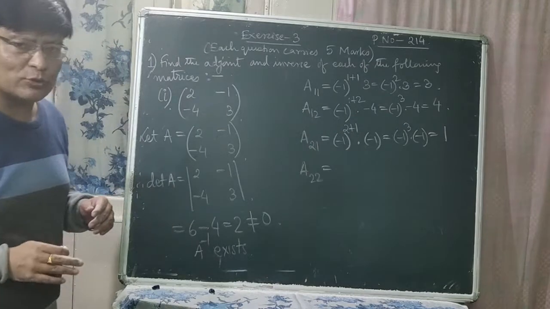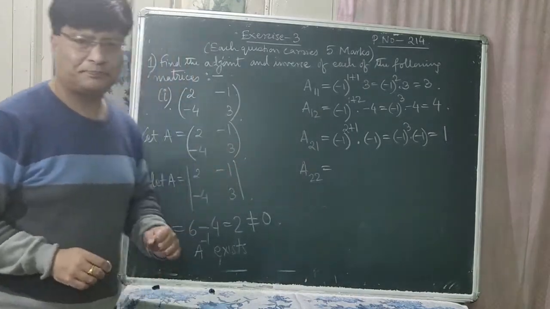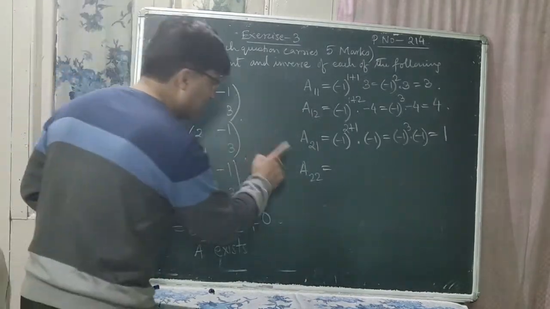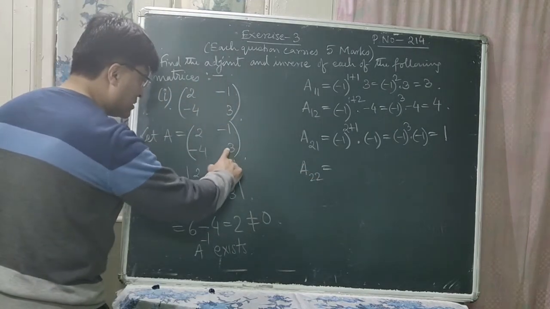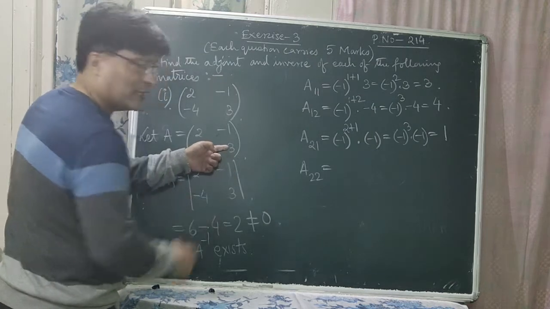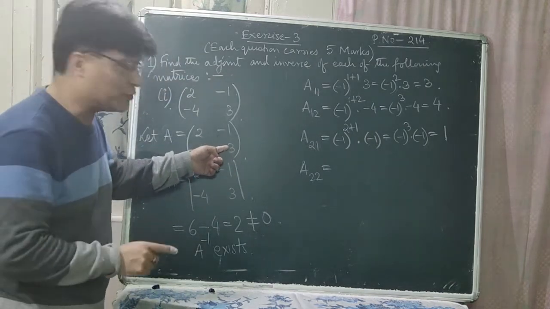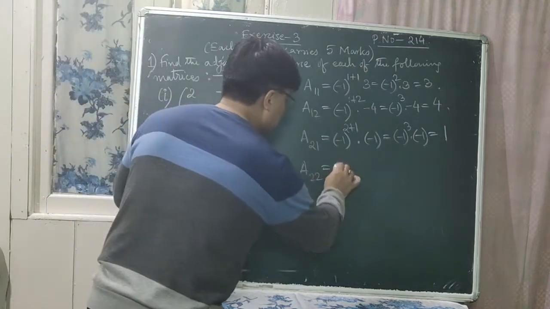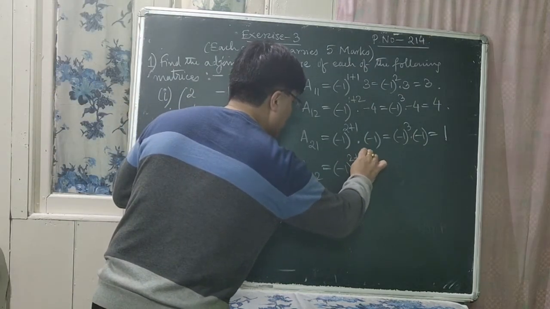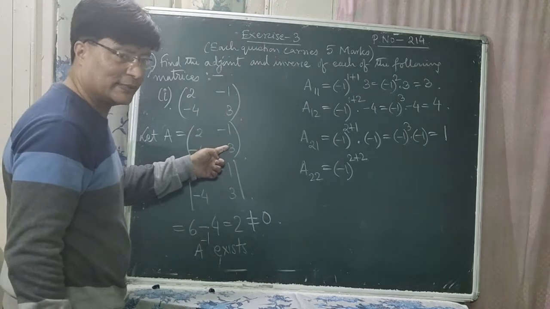Next one, you have to get A22. How can you get A22? A22 means the cofactor of the element belonging to the second row and the second column. That means 3. 3 is the element. That is the cofactor of 3. What is the cofactor of 3? First of all, you have to consider the sign. That is (-1) to the power 2 plus 2. Is that clear?